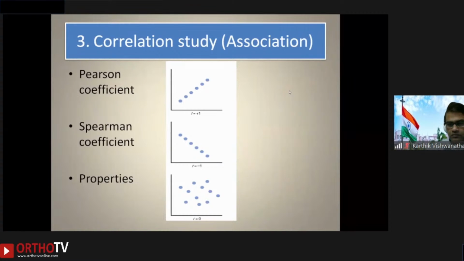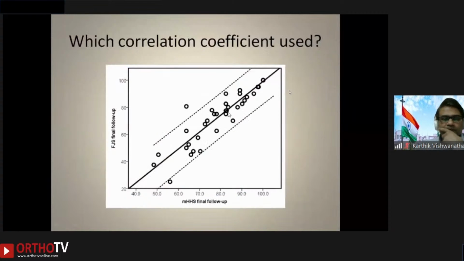So the value ranges from -1 to +1. A value more than 0.5 is significant. Okay, and it also has to be accompanied by a p-value. A correlation value of R is 0 means there's no correlation between the components. So here is an example.